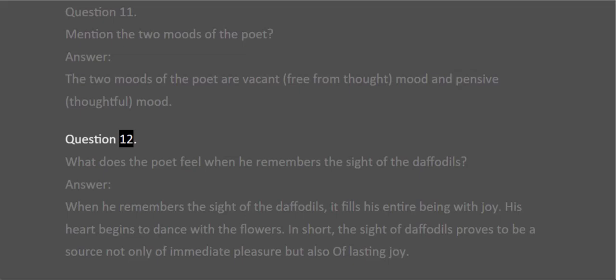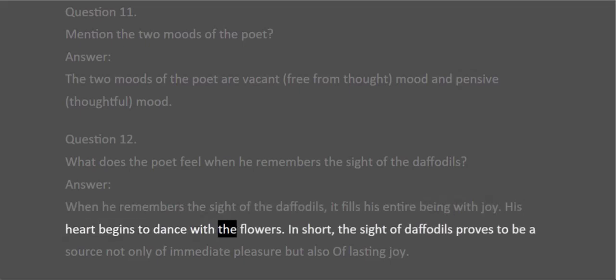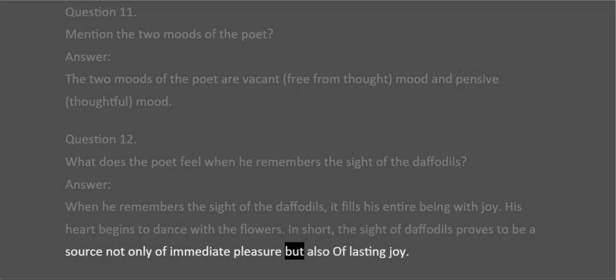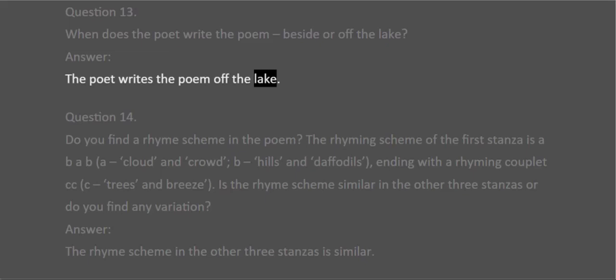Question 12. What does the poet feel when he remembers the sight of the daffodils? Answer. When he remembers the sight of the daffodils, it fills his entire being with joy. His heart begins to dance with the flowers. In short, the sight of daffodils proves to be a source not only of immediate pleasure but also of lasting joy. Question 13. When does the poet write the poem, beside or of the lake? Answer. The poet writes the poem of the lake.